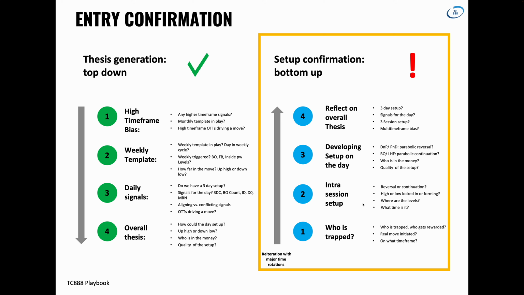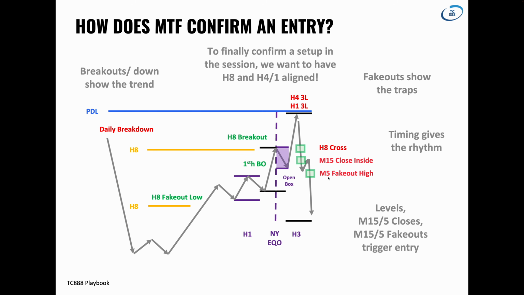We are looking at the intra-session setup. What's happening in the session? Then we reflect on the setup on the day and on our overall thesis. And this is rotating kind of until you get your entry. So let's look into this one level deeper on the theory side first. So that means if we are confirming an entry with my multi-timeframe logic, what is it that we're looking for? So we look at the multi-timeframe alignment of the bias across the different timeframes. So breakouts, breakdowns show the trend. So this is what we already did.